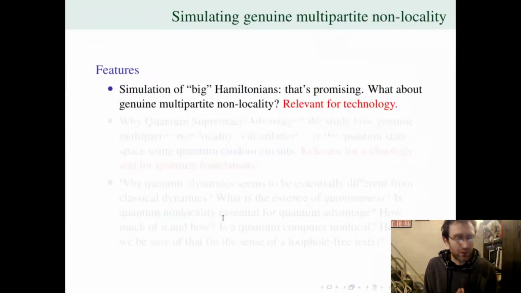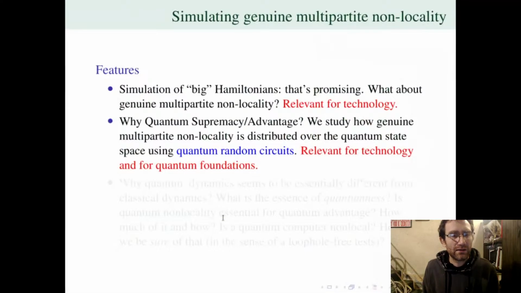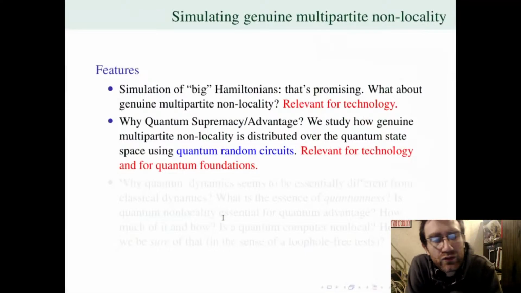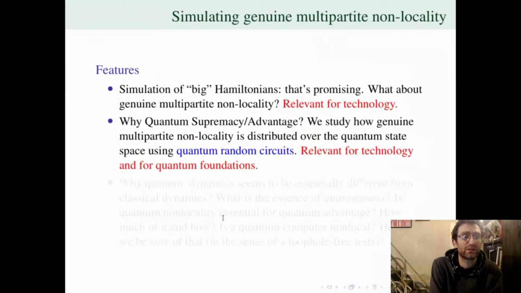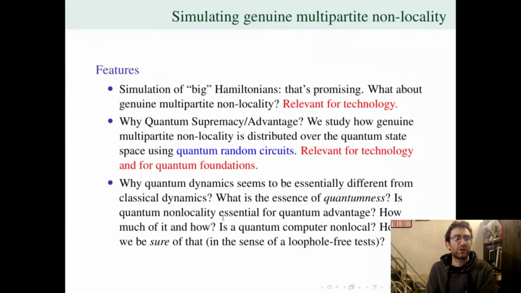we ask a simple question here, which is, what about simulating genuine multipartite non-locality? This is relevant for technology. And all of this is related to the question, why do we believe that there is quantum supremacy or advantage? We study how genuine multipartite non-locality is distributed over the quantum state space using quantum random circuits. And this is also relevant for technology and for foundations of quantum physics. I will try to explain to you why.